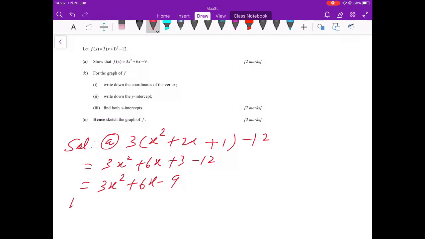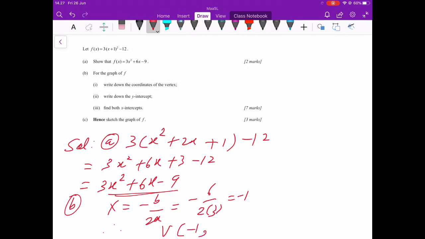Now part B is: for the graph of f, write down the coordinates of the vertex. The x-coordinate of the vertex is given by the axis of symmetry. So let's find the axis of symmetry by this formula, −b/2a. So −6 divided by 2 times 3 is equal to −1. When we substitute x = −1 in this equation, what will we get? 3 − 6, that is −3, so y will be equal to −12. Therefore the coordinates of the vertex are (−1, −12). This information will be helpful for sketching the graph in the later part.